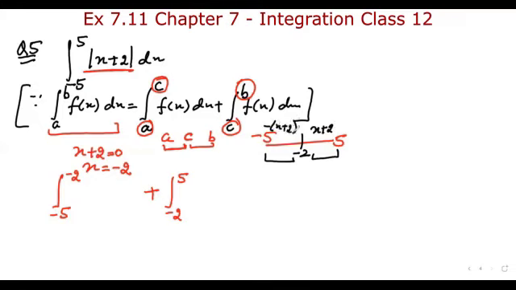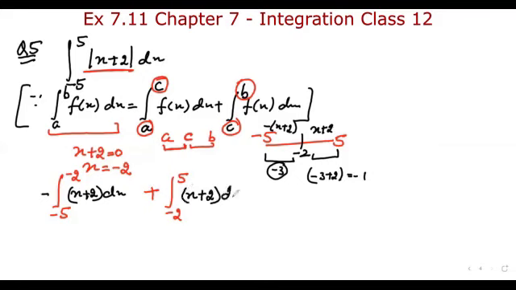because if I put any value between minus 5 and minus 2 in the function, suppose I put minus 3 in place of x, so minus 3 plus 2 is minus 1, that means negative, so this value will be negative. And if I put, suppose between minus 2 and 5, I put 0 in place of x, I'm getting 2 as the answer, that is a positive value, so this side it is positive.